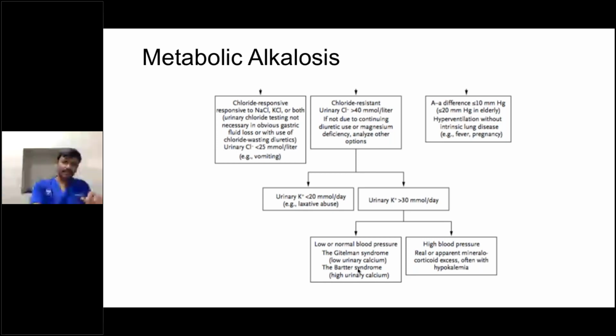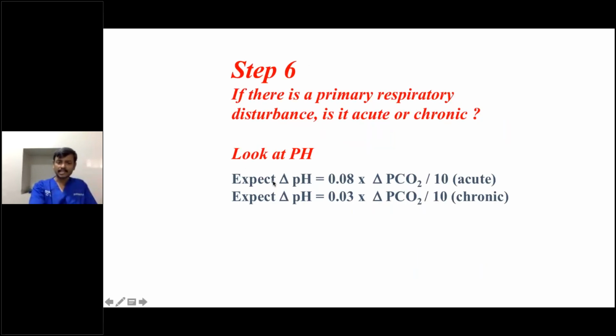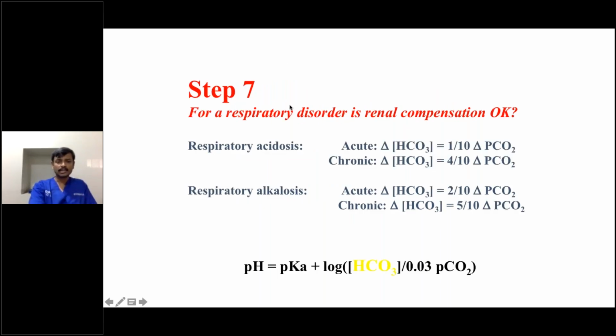If pH is deviating grossly from the normal, it may be an acute respiratory problem, respiratory acidosis or alkalosis. To identify that, we have this formula: expected delta pH is equal to 0.08 into delta PCO2 by 10. In that case, it is taken as an acute respiratory problem. If expected delta pH varies with 0.03 into delta PCO2 by 10, it is taken as a chronic respiratory problem. So, if you know whether it is acute or chronic, then look at whether there is a compensation or not.